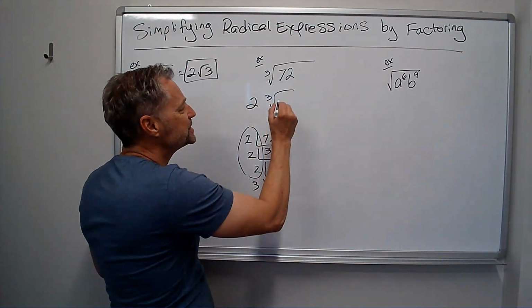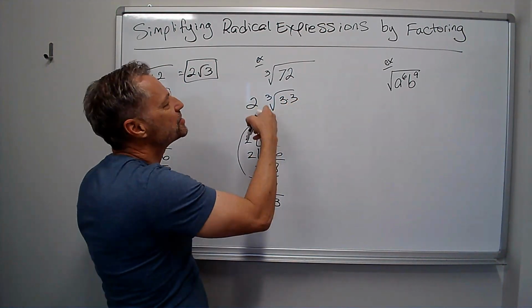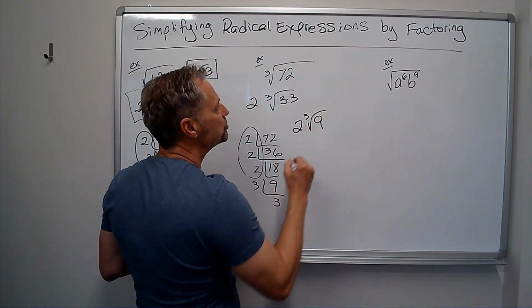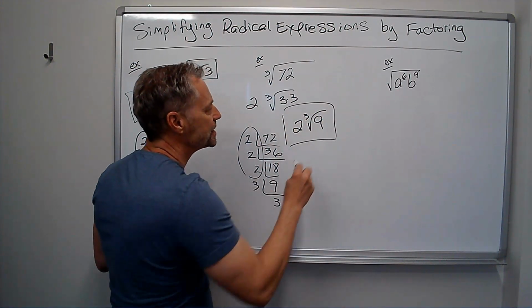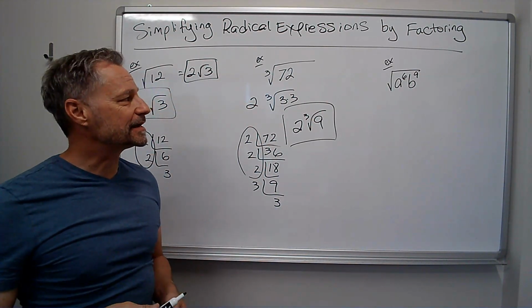You might write it 3 squared. However you want to write it. I'm going to write it 3 times 3 for now because that's not going to be my answer. My answer is, 3 times 3 is 9. So it's 2 times the cube root of 9. I'll just box my answer right here. And so that's how we simplify it.